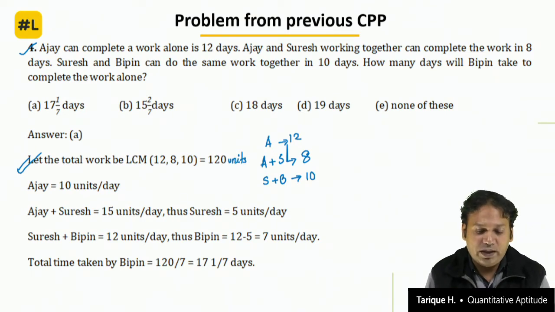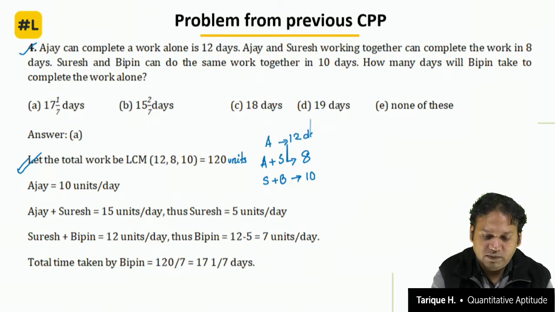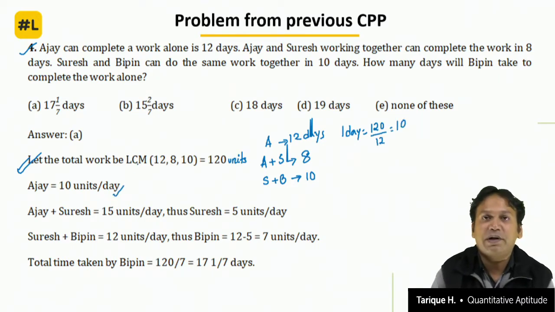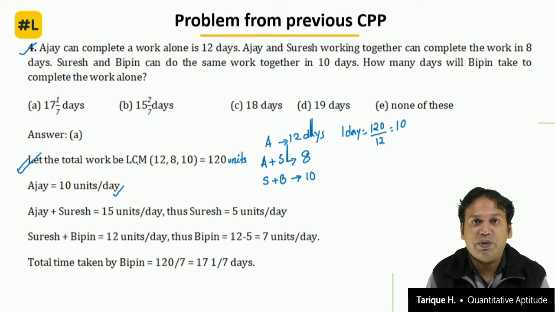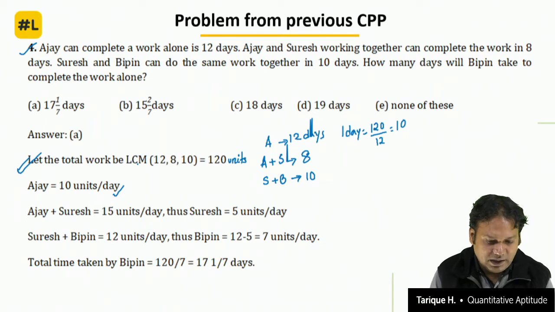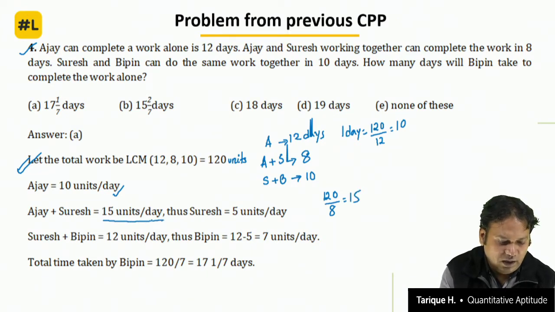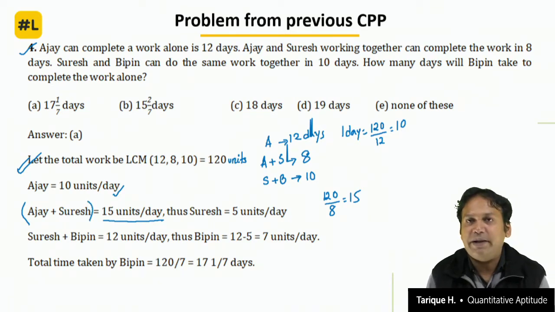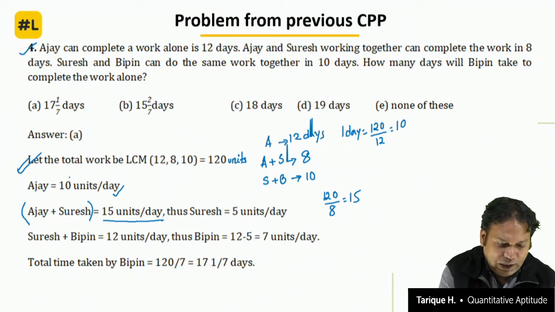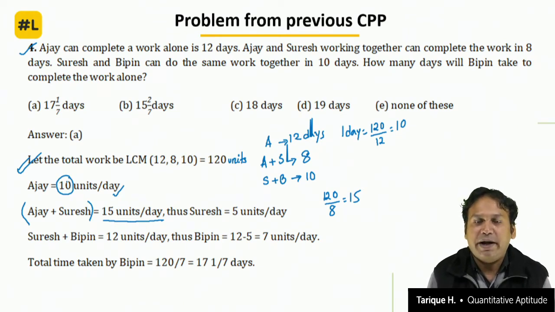Now if the work is 120 units and Ajay can do the work in 12 days, then in 1 day Ajay can do how much work? You can divide 120 by 12 and that is equal to 10. That's how we have got Ajay's per day work, 10 units of work on a per day basis. Similarly, dividing 120 by 8, that is equal to 15, we have got the work done in 1 day by Ajay and Suresh combined. Ajay can do 10 units in 1 day, Ajay and Suresh combined can do 15.